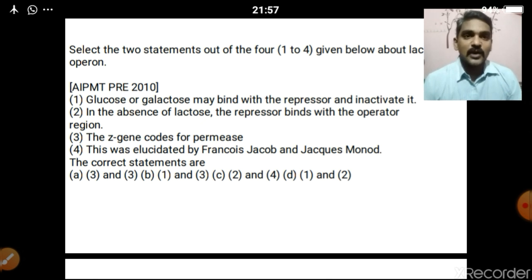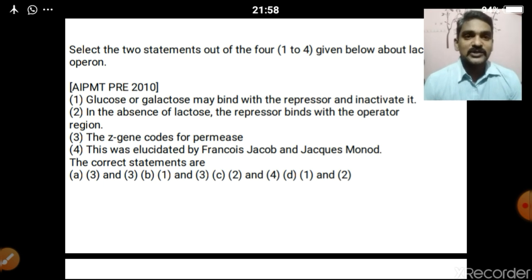So, glucose or galactose may bind with the repressor and inactivate it. As you all know, the glucose or galactose acts as the energy molecule. When the lactose is broken down into glucose and galactose with the help of the galactosidase enzyme, that will be utilized as the energy molecule by the bacterial cell. So the repressor will not be inactivated with the glucose. That is wrong. The second thing, in the absence of the lactose, the repressor binds with the operator.